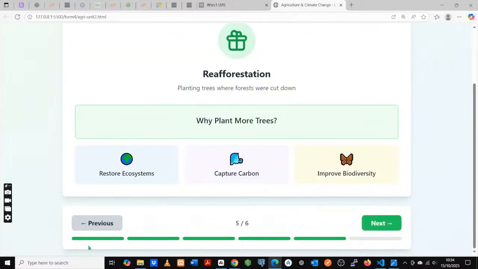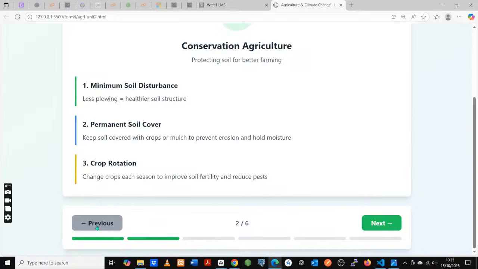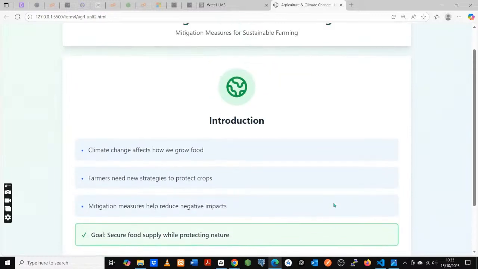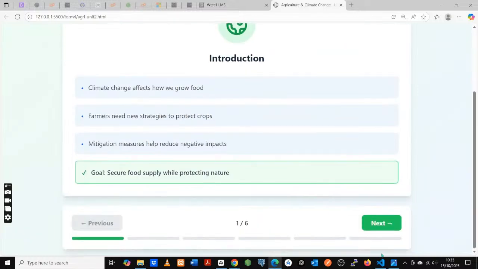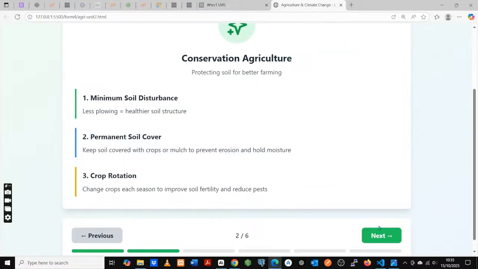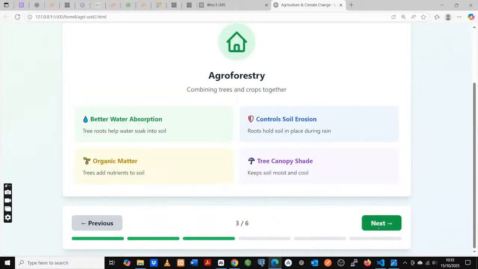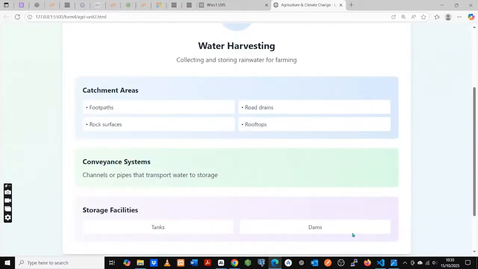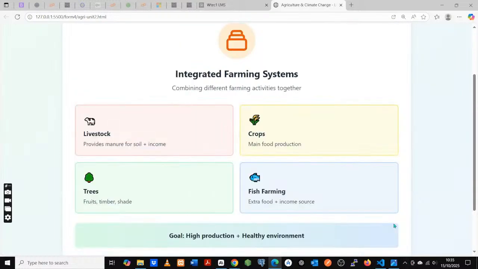So by way of summary, we have looked at agriculture and climate change, but here focusing on mitigation measures. So number one is conservation agriculture. Number two, agroforestry. Three, water harvesting. Four, reforestation. And five, integrated farming system.